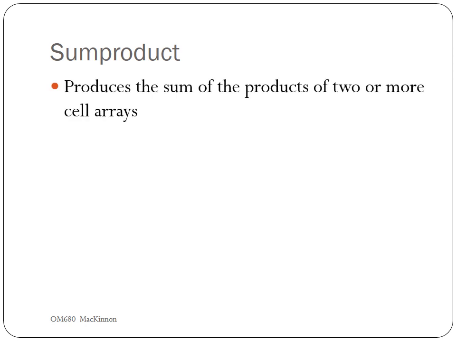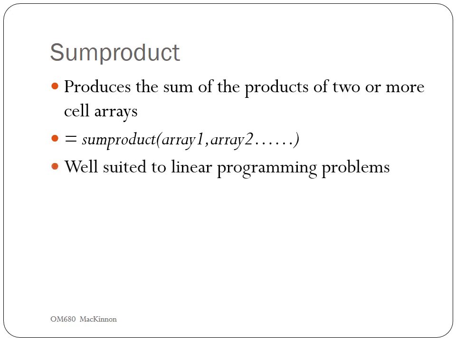It produces the sum of the products of two or more cell arrays. These can be rows, they can be columns, or they can be whole matrices, so rows and columns together, as long as they are the same size. Row by row, column by column, or matrix by matrix has to be the same size. This is well suited to linear programming, and I'll show you that in a moment with the brown furniture example.